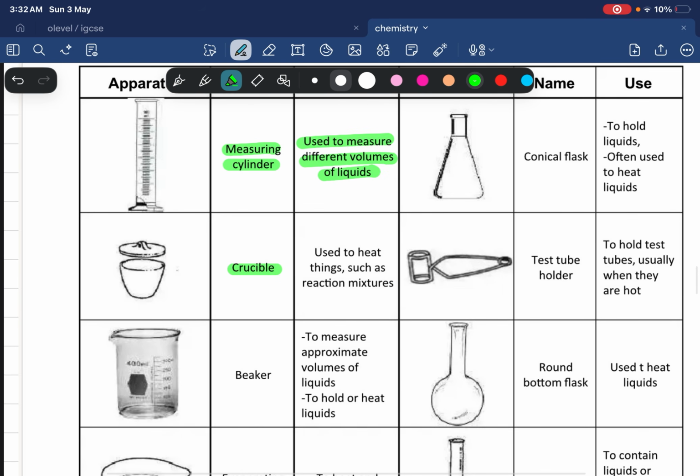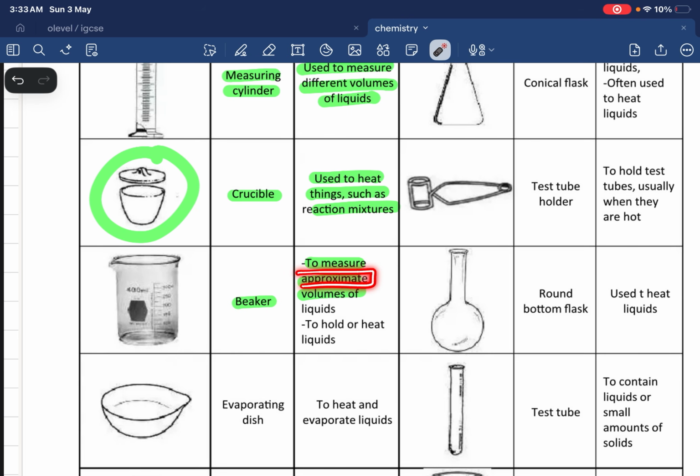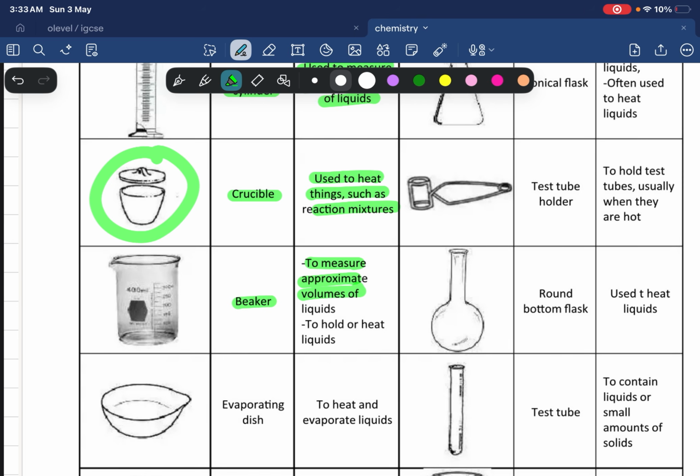Second is a crucible. You should know the shape, how it looks. You should be able to identify each apparatus. It's used to heat things such as mixtures. Third one is a beaker, to measure approximate volumes. The word approximate is very important over here. Beakers are not used for exactly fixed, precise volumes, it's for approximate ones.